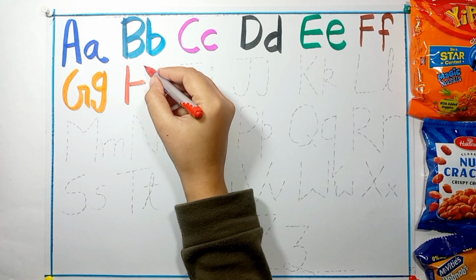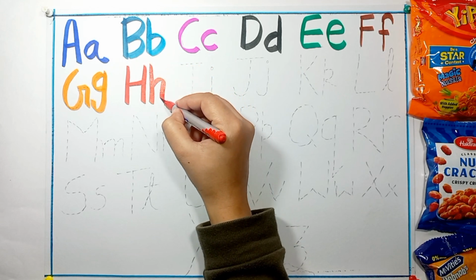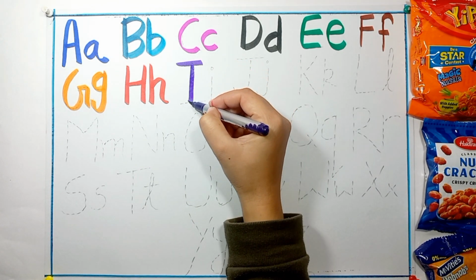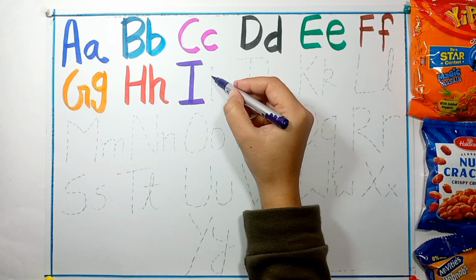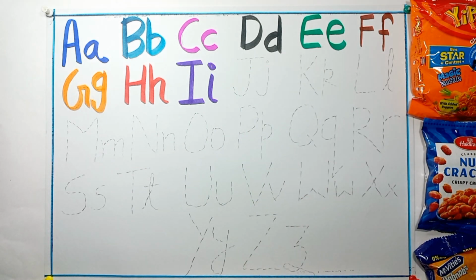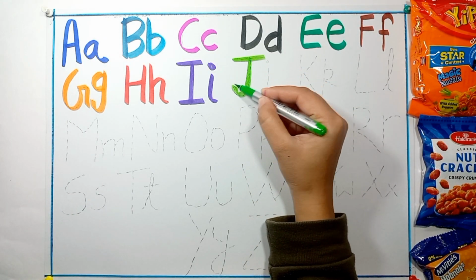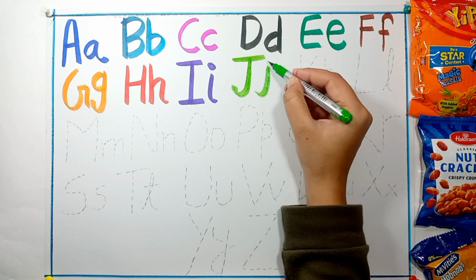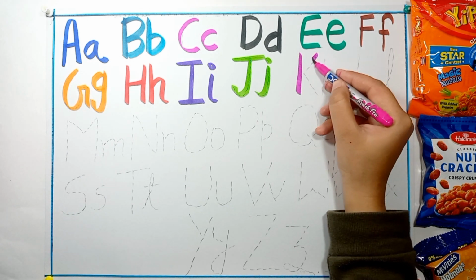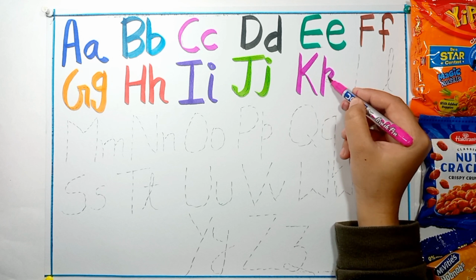H. H for home. I for ice cream. J. J for joker. K. K for kite.